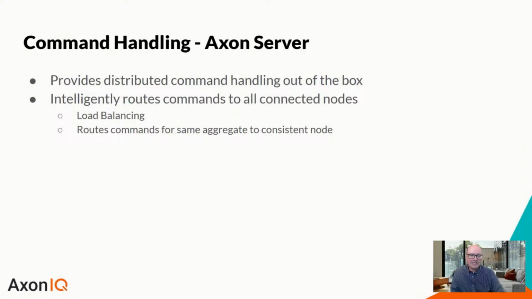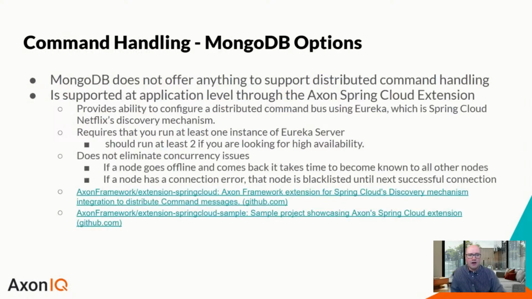So consistently. All right. If we're using MongoDB, again, MongoDB doesn't offer anything to support this distributed command handling. The Axon Mongo extension does not offer anything. So what you end up having to do here is use the Axon Spring Cloud extension. This is an extension that would run at the framework level. So again, back in the application, it isn't anything that MongoDB is going to be able to do for you.